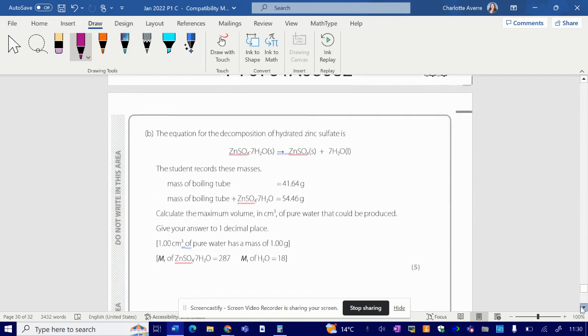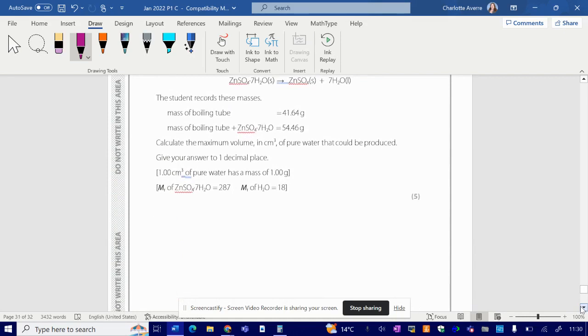And then we've got a nice mathsy question. Alright, so we've got the mass of the boiling tube and the zinc sulfate. Calculate the maximum amount of water that can be produced. Okay, so first thing I'm going to do is work out how much of my hydrated zinc sulfate I've got. So I'm going to work that out using these two numbers. Subtract 41.64 from 54.46, and that gets me 12.82 grams. I've also got the MR of that substance, so I'm going to start by calculating number of moles.